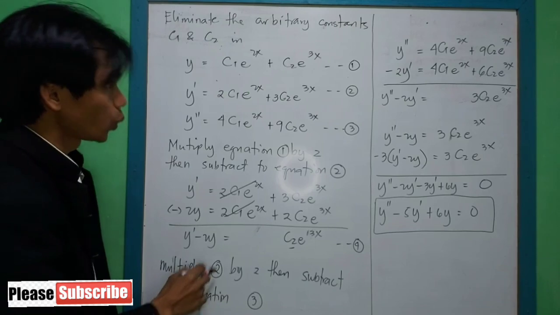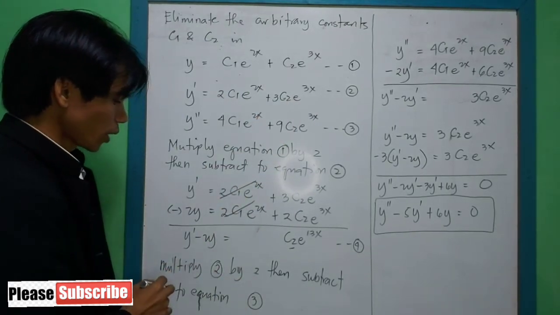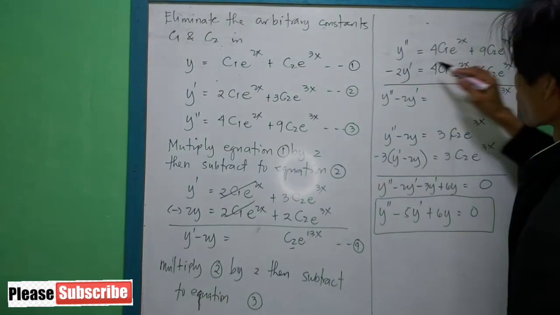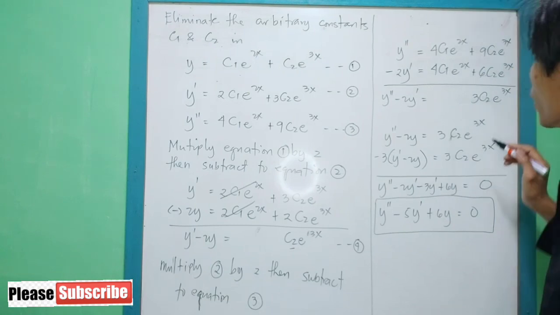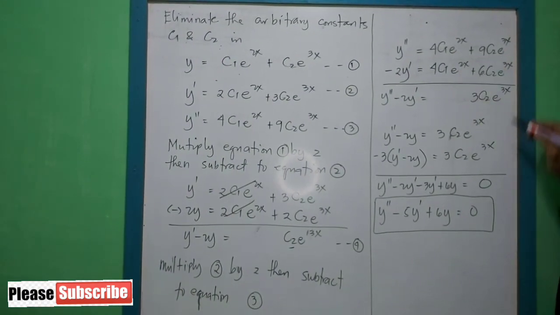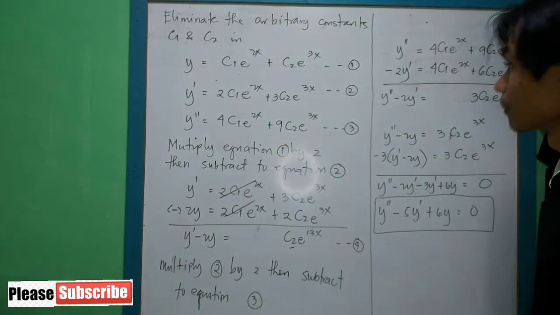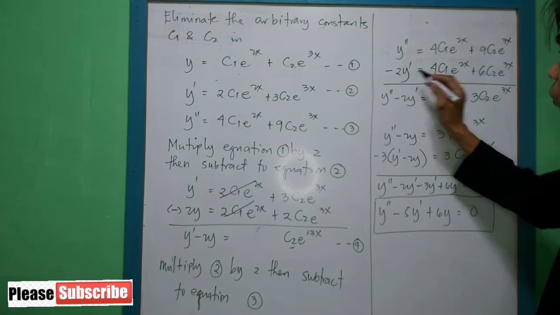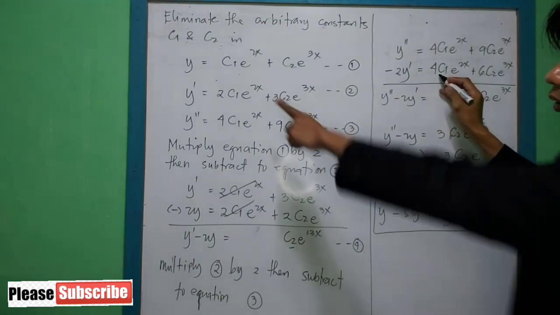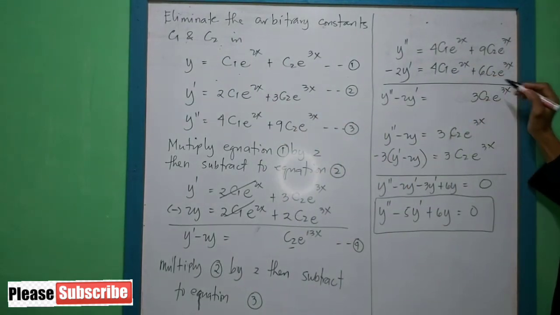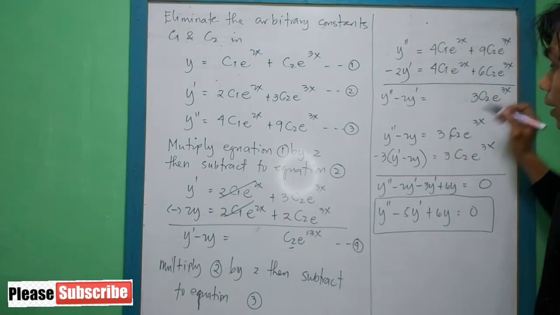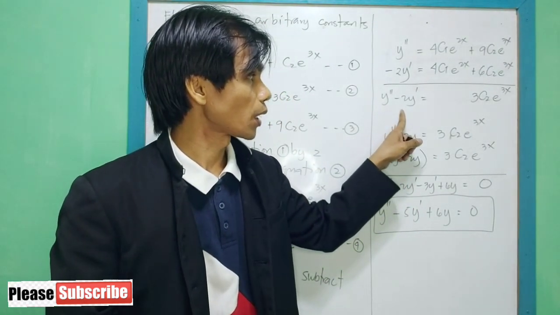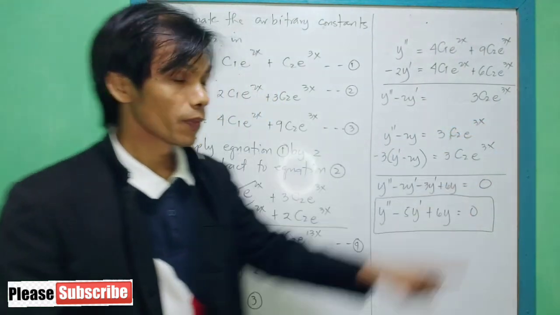What we have to do is multiply itong equation 2 natin by 2, then subtract to equation number 3. So, looking at this one, sinubtract na natin. So, we have y double prime, 4C1 e to the 2x plus 9C2 e to the 3x. Sabi niya, magle-less daw tayo dito ng 2y prime. So, mag-multiply din tayo ng 2 dito, so 2 times 2 is 4C1 e to the 2x plus 6C2 e to the 3x. So, ang nangyari, that will be y double prime minus 2y prime is equal to 3C2 e to the 3x.